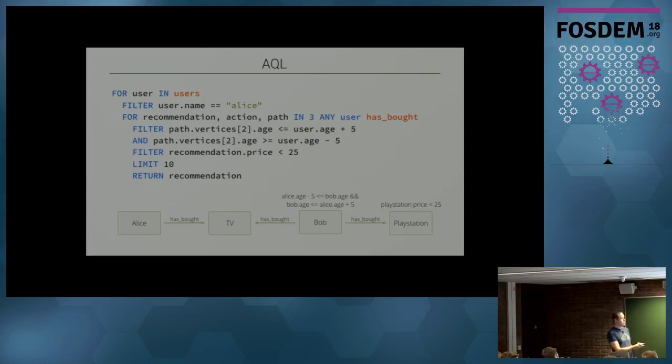And of course, the optimizer will figure out if the second vertex on the path does not have this age, then it will not continue searching there. So optimization is handled.